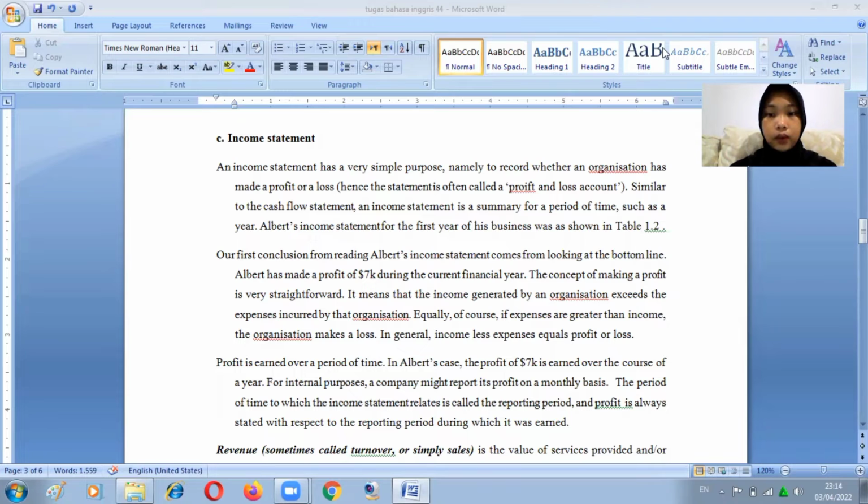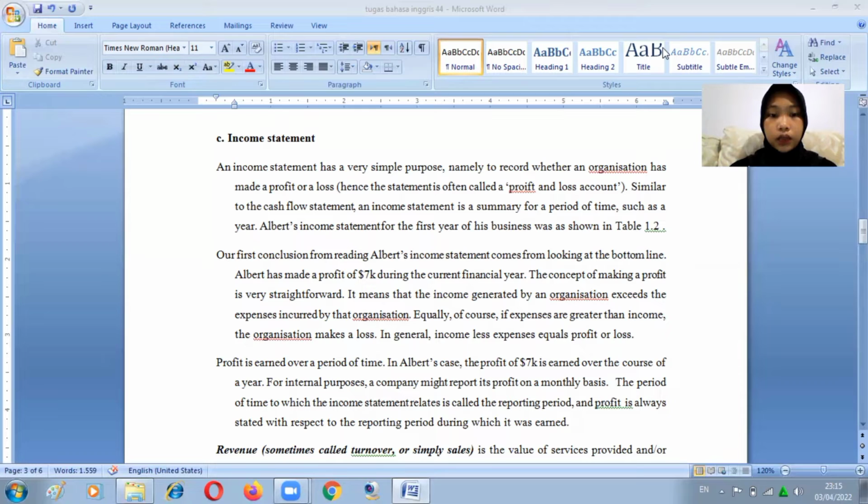The concept of making a profit is very straightforward. It means that the income generated by an organization exceeds the expense incurred by the organization. Equally, of course, if expenses are greater than income, the organization makes a loss. In general, income less expense equals profit or loss.